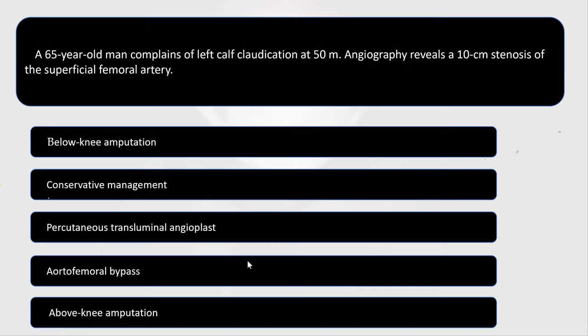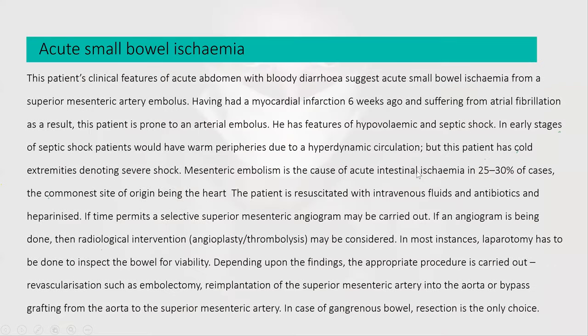Either thrombolysis in mesenteric ischemia, or parenteral anticoagulation. A gangrenous segment will go for surgery, but don't go deeper, because there are many options there.